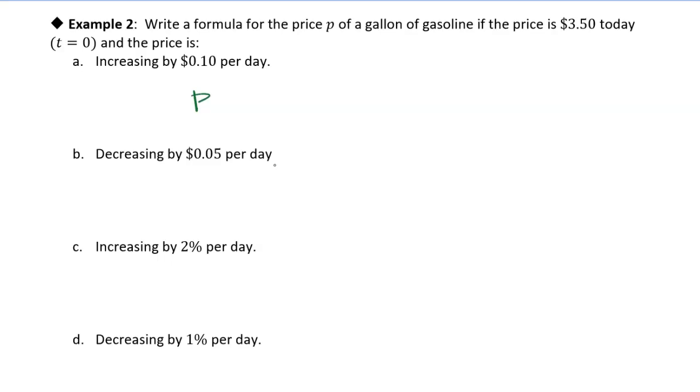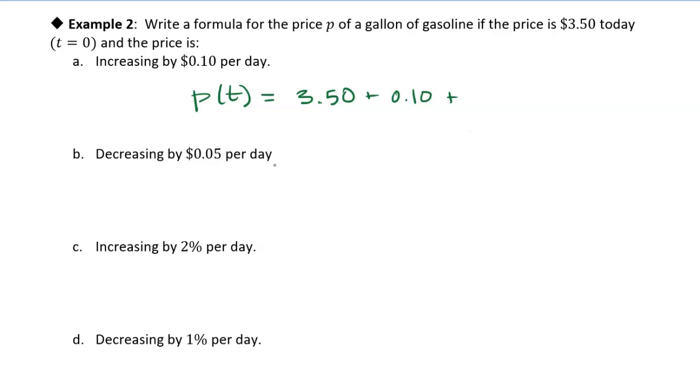So I'm going to call this a function P of t, P for price. So what do we have? We have $3.50. That's what we're starting out with. And then we're just adding 10 cents for the first day, another 10 cents for the second day, and 10 cents. We're just adding. So you could think of it as 10 cents plus 10 cents.